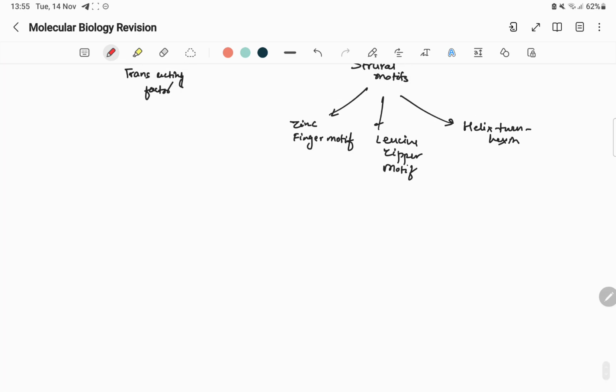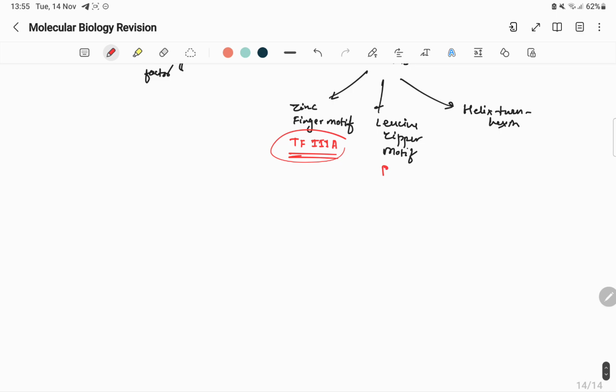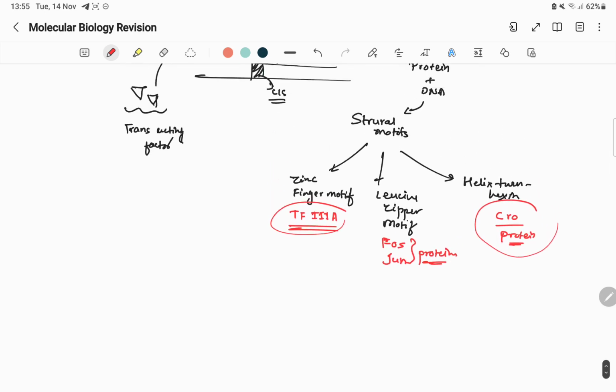Zinc finger motif example: binding of your transcription factor 3A is via the zinc finger motif. Your leucine zipper motif example is your Fos and Jun proteins, and helix turn helix motif like your Cro protein, which has a regulatory role in molecular switching mechanisms. The molecular switching mechanism is beyond the scope, but I will just tell a little.